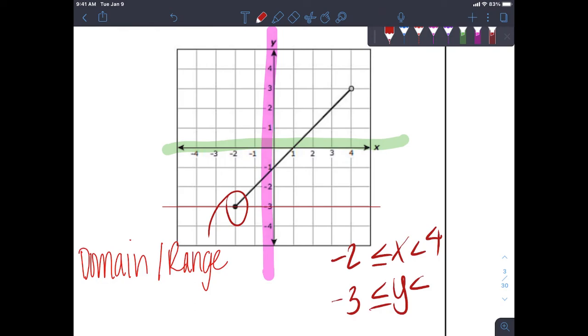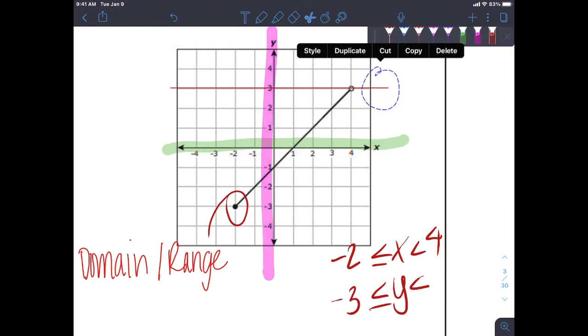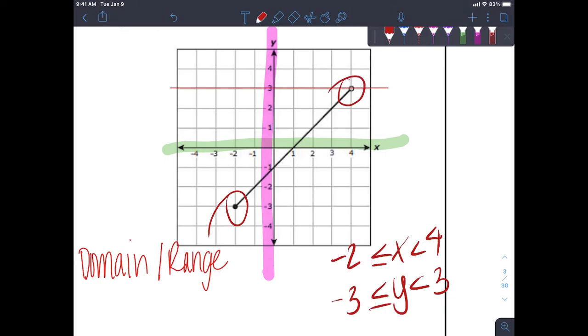Now I'm going to come down from the very top to see the highest point that I encounter. It's located at y equals 3. However, this dot is not filled in, so I will not put my extra line. Now I have my domain as well as my range.